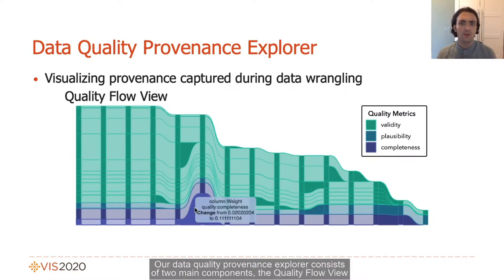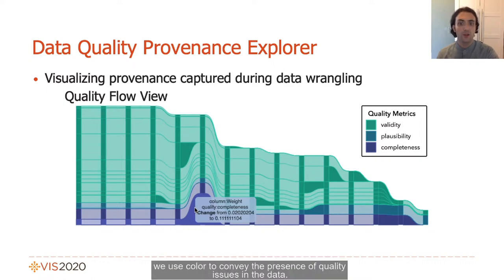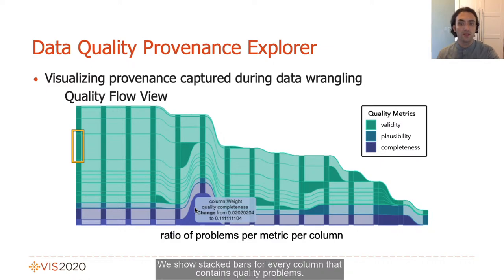Our Data Quality Provenance Explorer consists of two main components, the Quality Flow View and the Provenance Graph View. Let me first give you an introduction to the Quality Flow View. Very similar to our introductory example, we use color to convey the presence of quality issues in the data. We show stacked bar charts for every column that contains quality problems. If there are multiple types of problems, columns can occur multiple times.